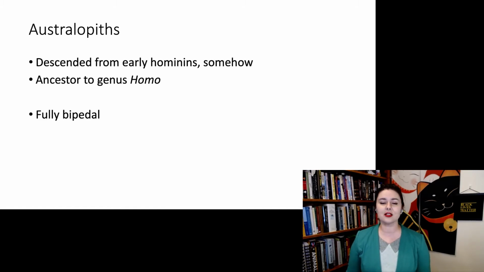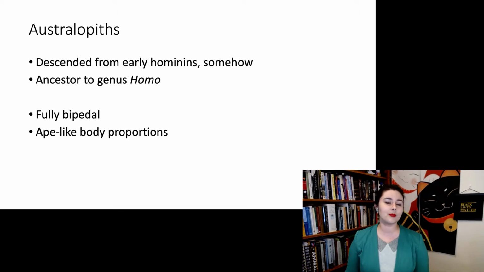Some other things about these guys: they're fully bipedal. That's just not under debate at all. Everybody agrees on that. But even though they are fully bipedal, we do still see ape-like body proportions. So basically think a chimpanzee, but walking around on two legs. That's the overall picture of how they look. Of course, there are some other differences, but that's what we're going to talk about.